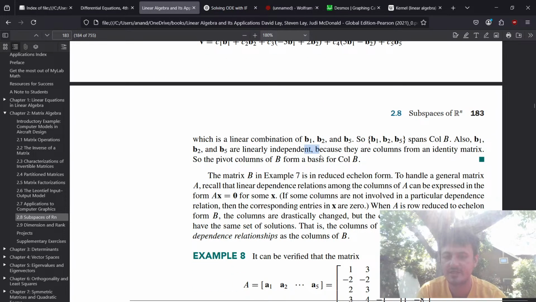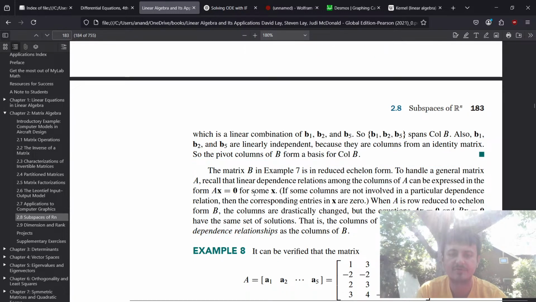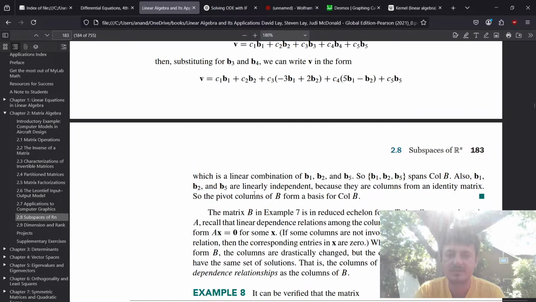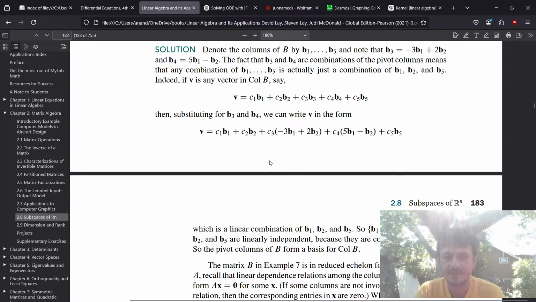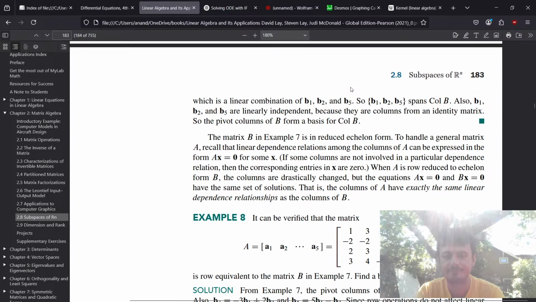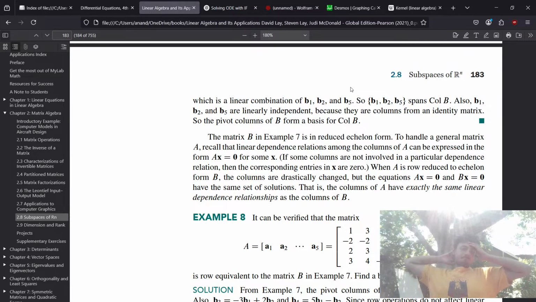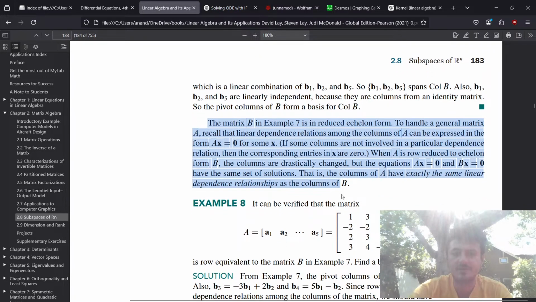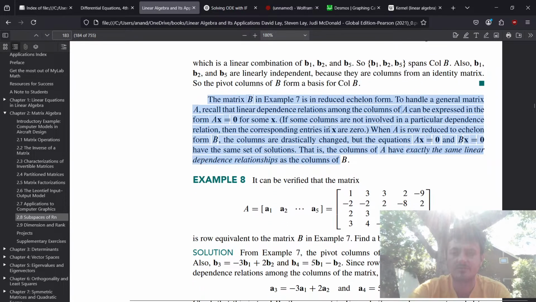Because their columns form an identity matrix. Okay. So the pivot columns form a basis. But I guess the basis, interestingly, we can see that this last one is free. The matrix B in example 7 is reduced echelon. The hint for a general matrix: recall that linear dependence relations among the columns can be expressed.